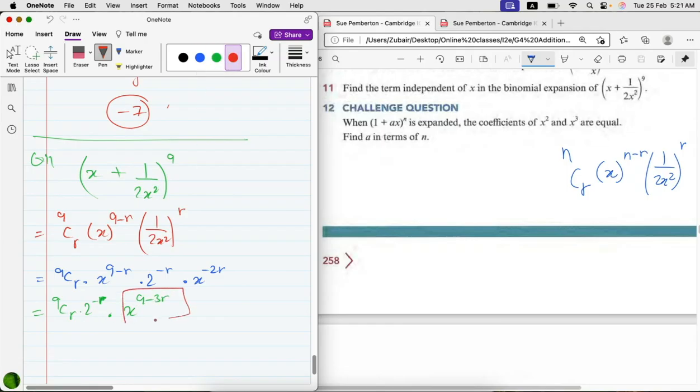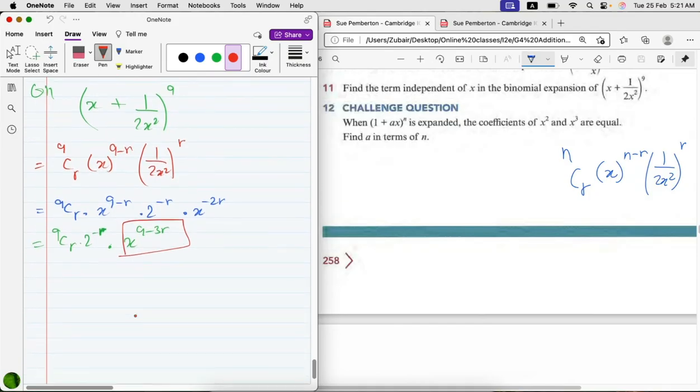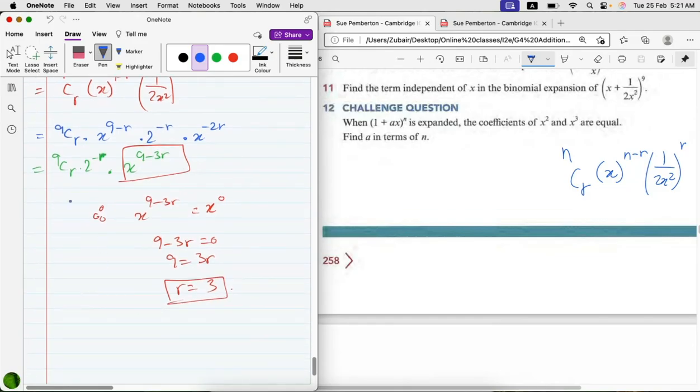Now we need this part as x raised to power 0, because we need the term independent of x. Therefore x raised to power 9 minus 3r equals x raised to power 0. So 9 minus 3r equals 0, 9 equals 3r, so r is 3. There will be no x in the term when r is 3. So the coefficient is 9C3 into 2 raised to power minus 3.